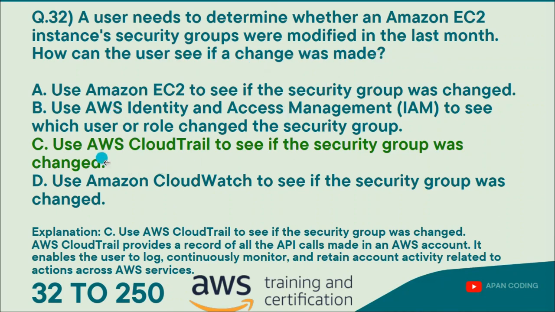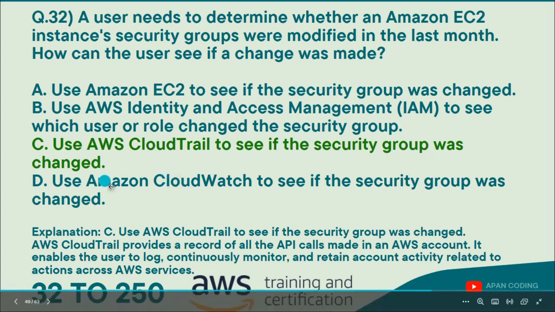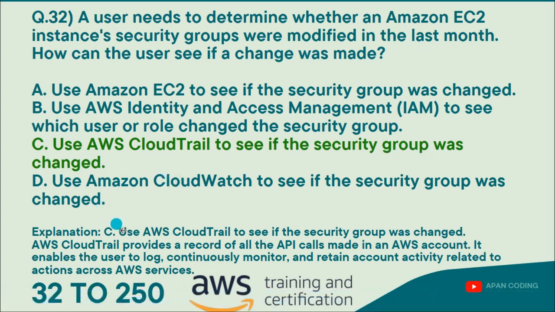The answer will be: use AWS CloudTrail to see if a security group was changed or not. You can see it inside your CloudTrail. So the explanation is here: option C is correct, use AWS CloudTrail to see if the security group was changed or not.